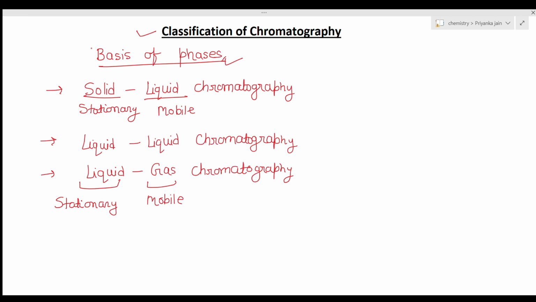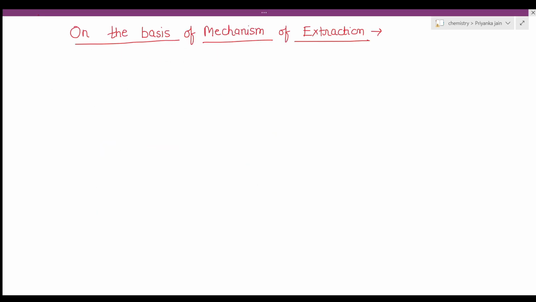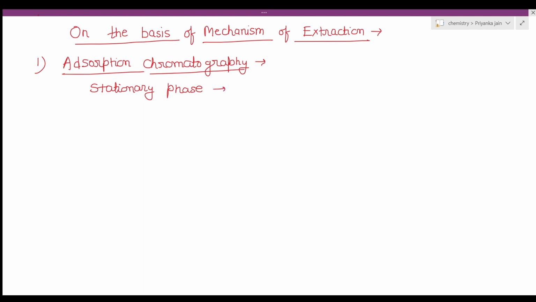But we can also classify the chromatographic techniques on the basis of the principle or the mechanism of separation. On the basis of mechanism, the first may be adsorption chromatography. In adsorption chromatography, the stationary phase is a solid phase. This solid phase may be either alumina or silica gel. The solutes are adsorbed in different parts of the adsorbent column. The adsorbed components are then eluted by passing a suitable solvent.